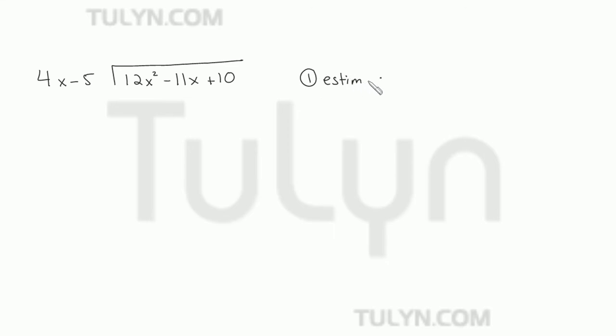The first step is to estimate, and in this case we start with estimating the first term on the inside of the house with the first term on the outside of the house. So what we want to do is estimate by making 12x squared over 4x. When we do that division, what we're left with is just 3x. So we put that 3x up here.